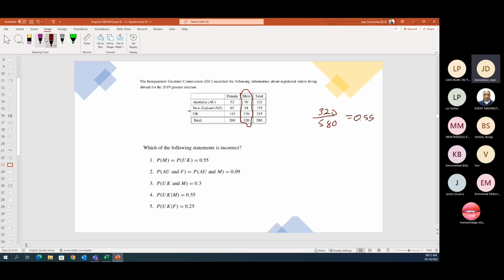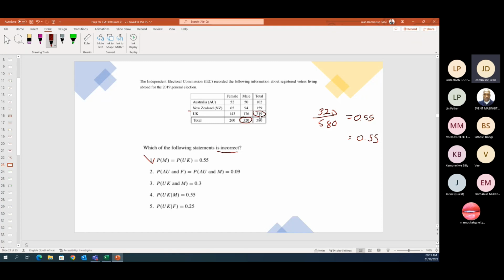Probability, okay, so now only UK is 319. Okay, so it's very close. So if you round it off, it will also give you 0.55. So that is correct. We're unfortunately looking for the incorrect one. So the probability of male, that was 320, of UK is very similar.